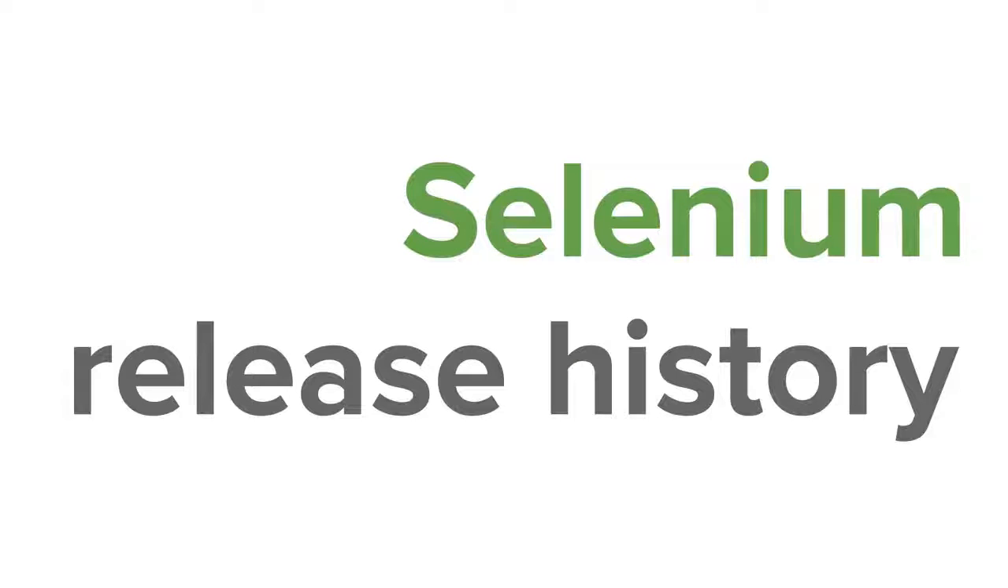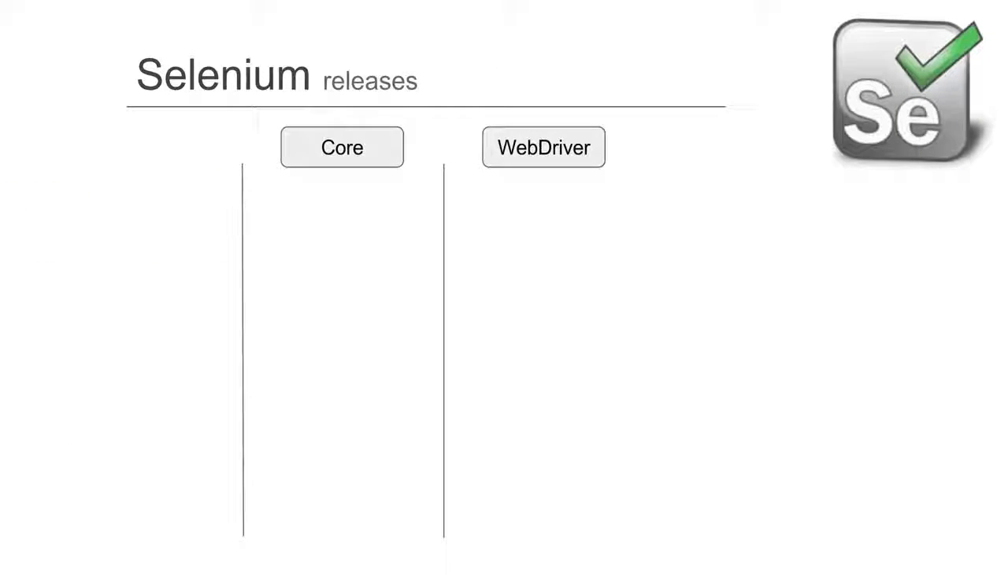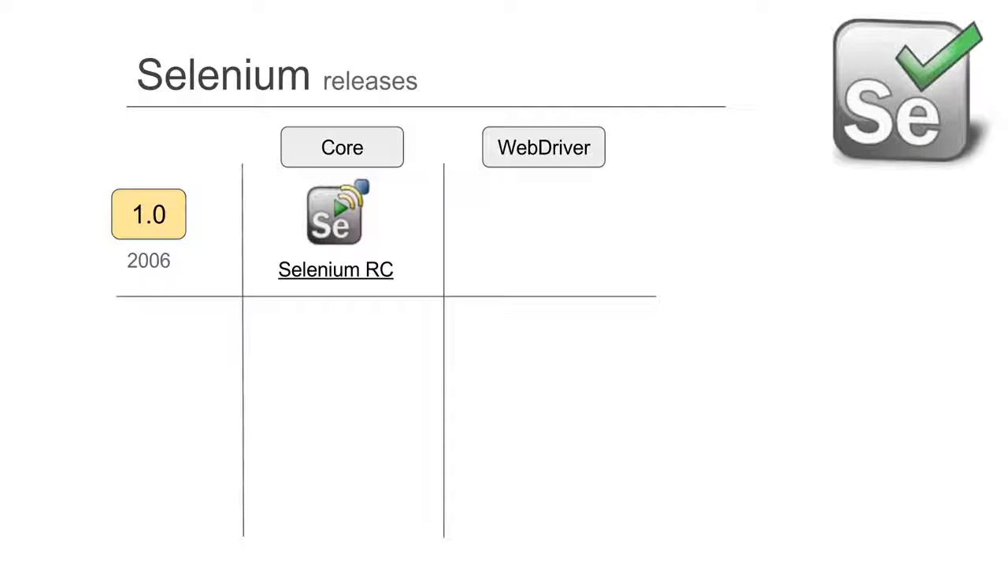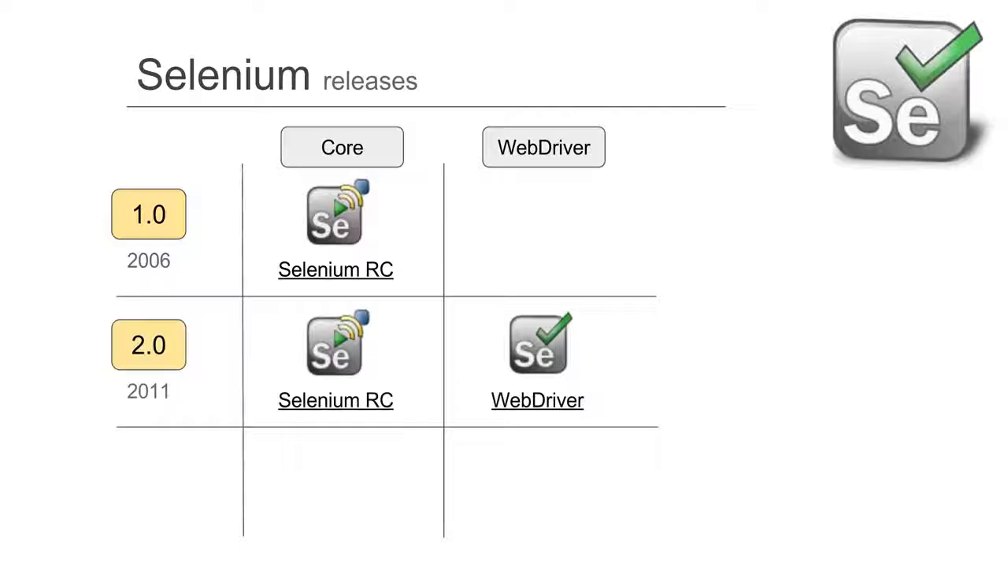Let us look at the release history of Selenium now. So Selenium 1.0 came in 2006, where we had the Selenium Core, and in 2.0 we had Selenium Core being actively maintained, but then we also had Selenium WebDriver in 2011. In 2016, we had Selenium 3.0 released to the market, where Selenium Core libraries were dropped, and now we have Selenium WebDriver being actively developed.